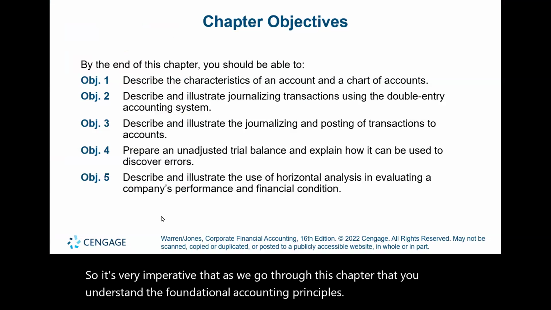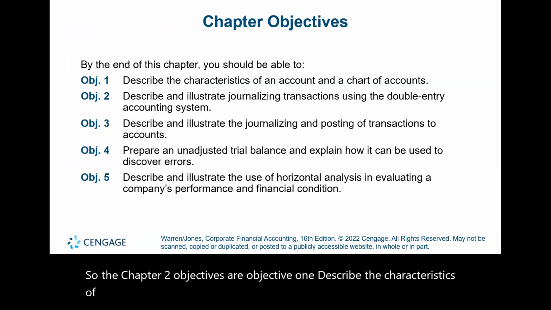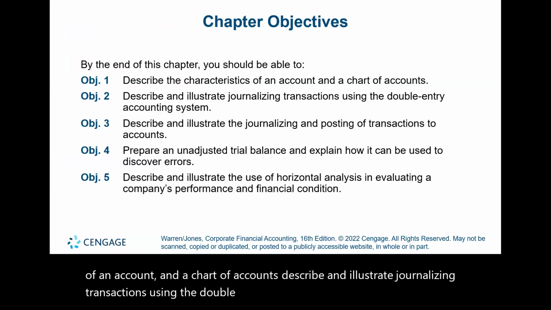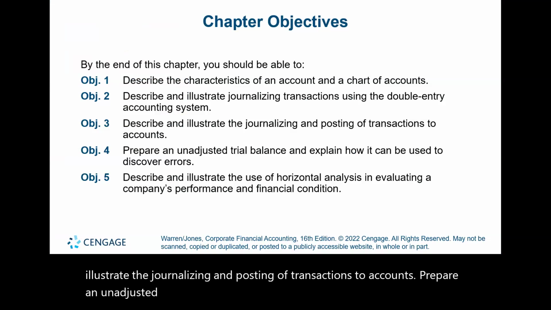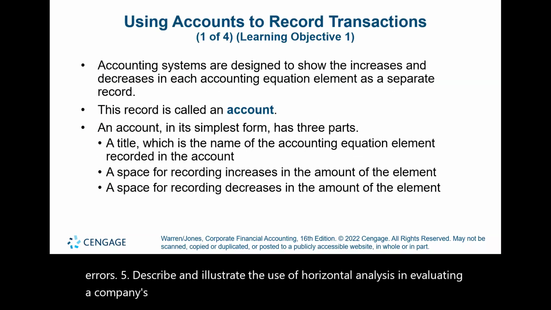So the Chapter 2 objectives are: Objective 1, describe the characteristics of an account and a chart of accounts. Describe and illustrate journalizing transactions using the double entry accounting system. Describe and illustrate the journalizing and posting of transactions to accounts. Prepare an unadjusted trial balance and explain how it can be used to discover errors. Objective 5, describe and illustrate the use of horizontal analysis in evaluating a company's performance and financial condition.